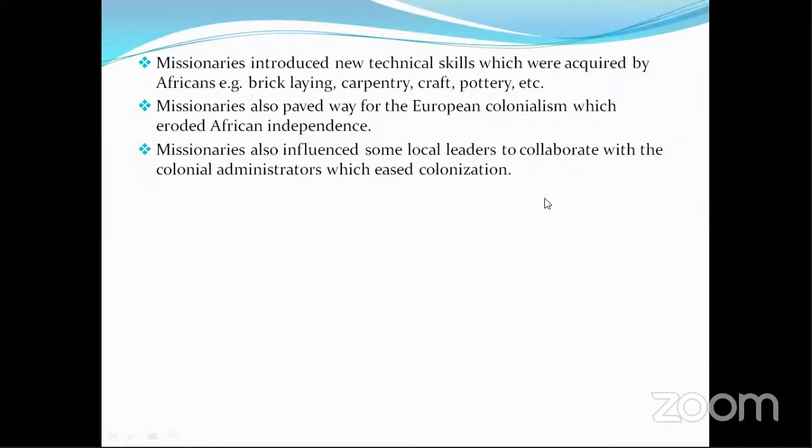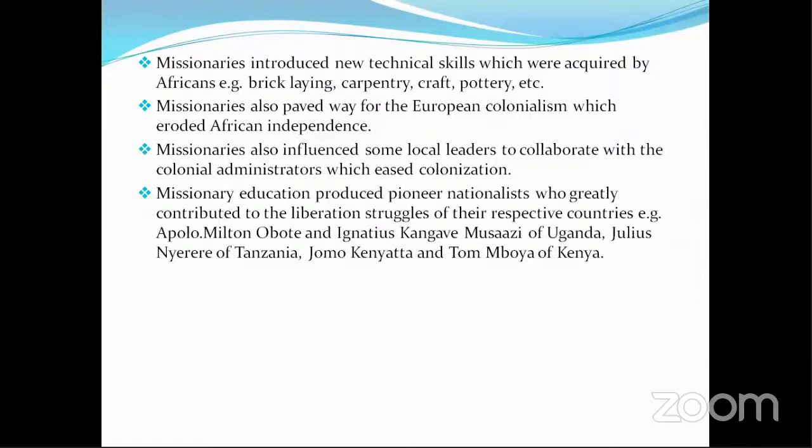There is this other point here, which is that missionary education produced pioneer nationalists who greatly contributed to the liberation struggles of their respective countries, such as Apollo Milton Obote and Ignatius Kangave Musaazi of Uganda, Julius Nyerere of Tanzania, Jomo Kenyatta, and Tom Mboya of Kenya. So the thing is, missionary education produced pioneer nationalists. That is the activity, produced pioneer nationalists. But what did these nationalists do? The nationalists fought for the independence of their countries. Are you getting the point? So the effect is fighting for the independence of their countries, but they were products of the missionary education.